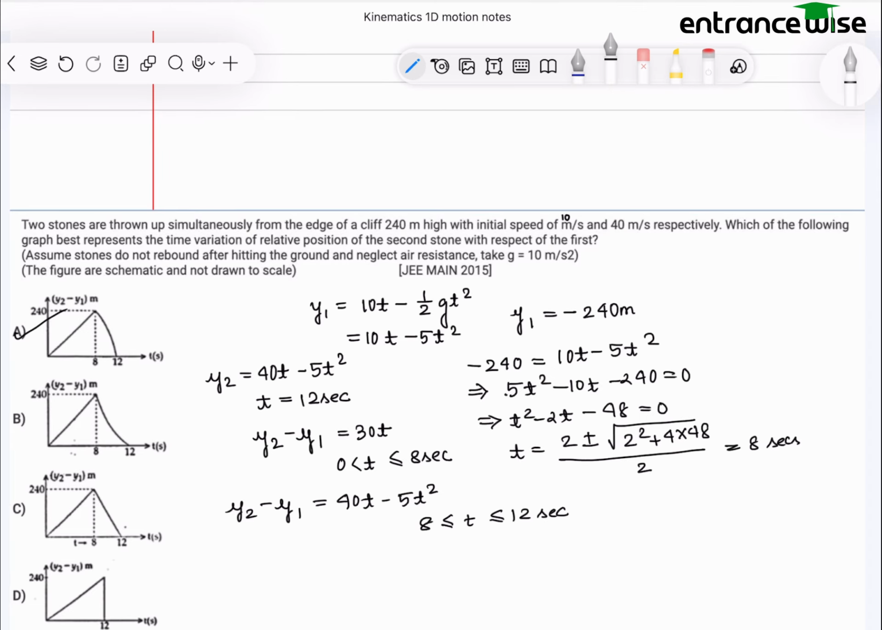Here the stone with 10 meter per second speed will fall first and the other stone is still in air. Therefore, the path becomes parabolic till the other stone reaches the ground. So for this one, the path will become parabolic, and for this one, the path will become a straight line.